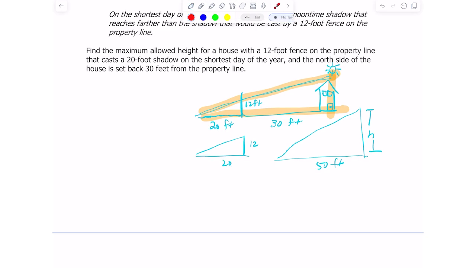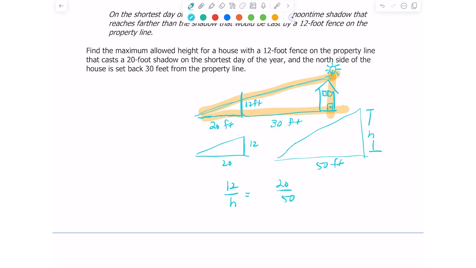Well, I have two similar triangles, so I can set up a proportion. So I just need to match up the corresponding sides, right? So I know that the 12 corresponds to the h, so maybe I'll do 12 divided by h. And for the other fraction, since I started over here and put the 12 in the numerator, I need to put the 20 in the numerator and put it over 50. So I'm going to have 20 over 50.